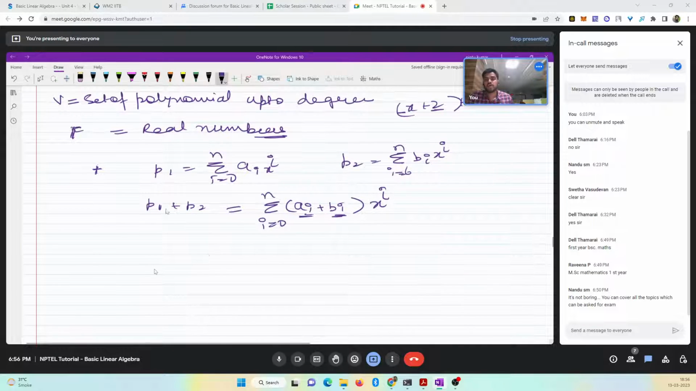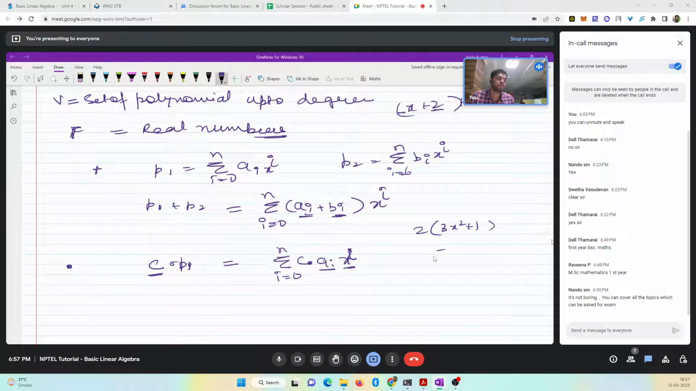And if you talk about multiplication, if you multiply c with P1, this is simply defined as summation i equal to 0 to n of c times a_i x to the power i. So you are multiplying this constant c with every term in the polynomial. For example, if you multiply 2 with 3x square plus 1, you would obtain 6x square plus 2, right? So you are multiplying c with every coefficient.